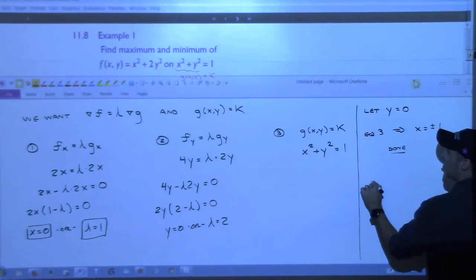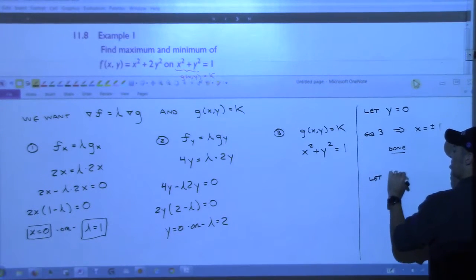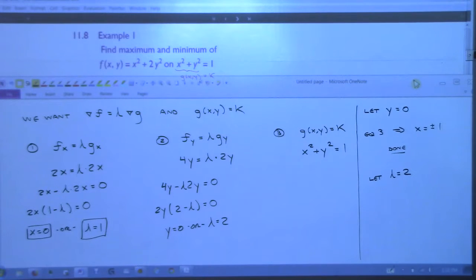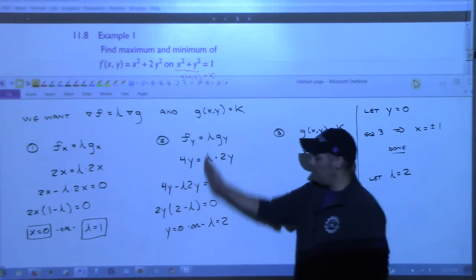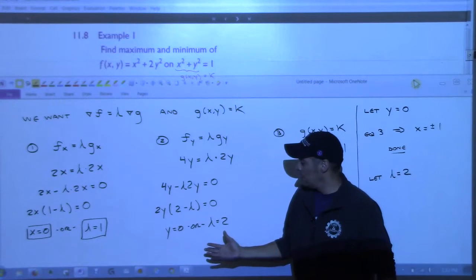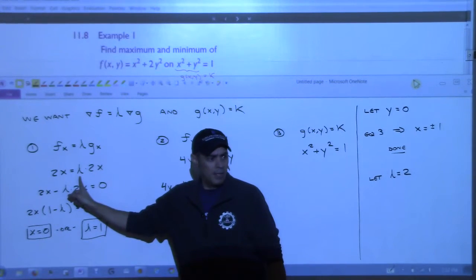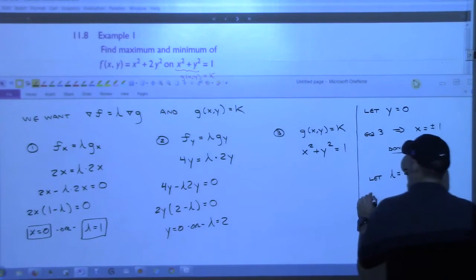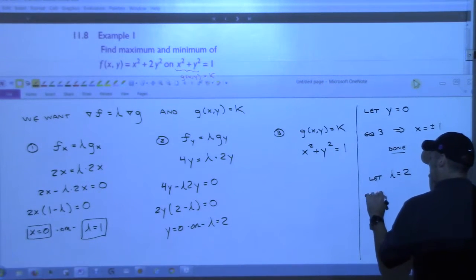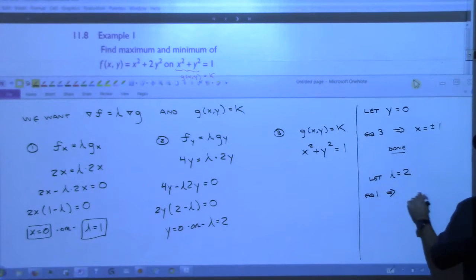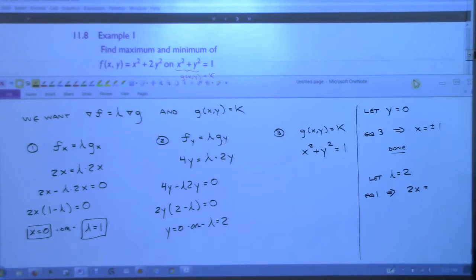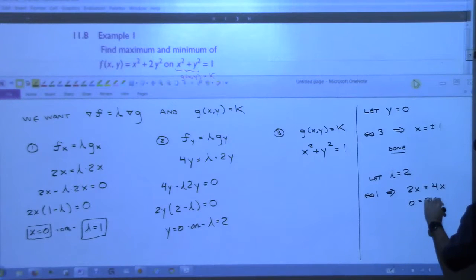And the last thing I need to consider is letting lambda be 2. So if lambda is 2, equation 2 is satisfied. And then what can you do? Go to equation 1, plug in 2 for lambda here. Okay, so let's do that. Equation 1 would imply that 2x is equal to what? 4x, replacing lambda with 2. Subtracting 2x on both sides would force x to be 0.